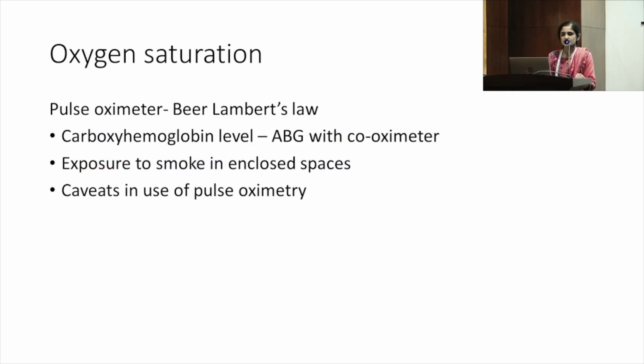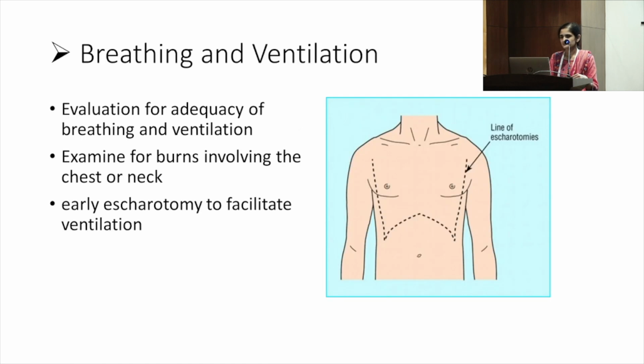Then oxygen saturation. There is a catch here. If the patient has increased levels of carboxyhemoglobin, you have to do ABG analysis. That will give you the co-oximetry reading and the amount of carboxyhemoglobin the patient has, and that will change your management. Now, breathing and ventilation: you have to ensure that the patient is getting adequately ventilated. If the burns involve the chest area, you have to go for early escharotomy so that you ensure adequate ventilation. Okay, so this is one of the indications for earlier intervention.